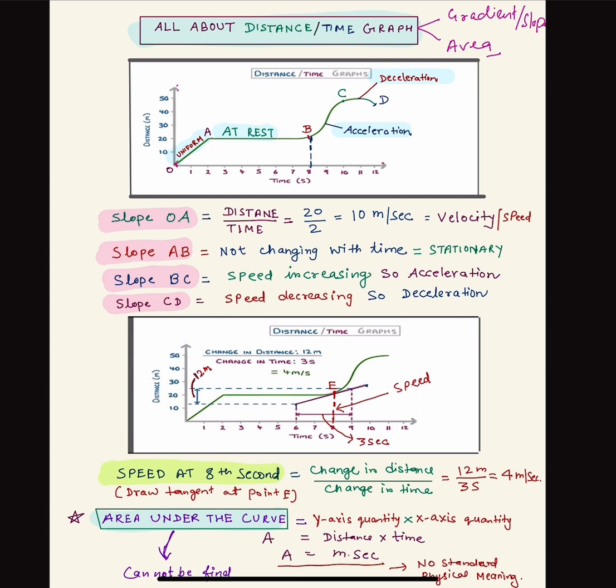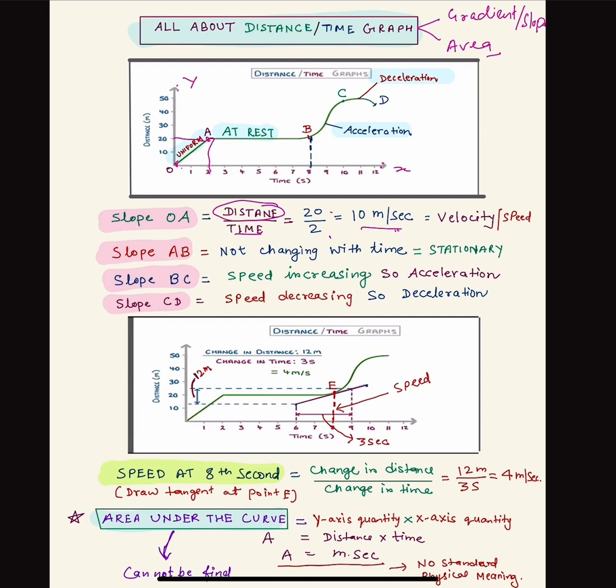O to A, how will you find the slope? Slope is nothing but the quantity on the y axis divided by the quantity on the x axis. On the y axis there is distance, and on the x axis there is time. So distance is 20 meter and time is 2 seconds. So 20 upon 2, 10 meter per second. It means the car from O to A is moving with 10 meter per second uniform velocity. The graph is a straight line, so velocity is uniform.